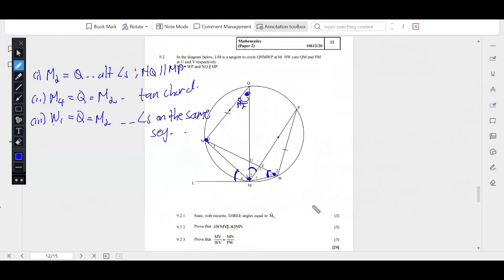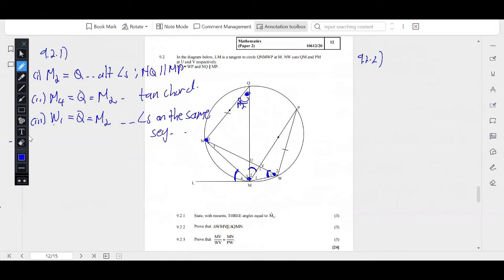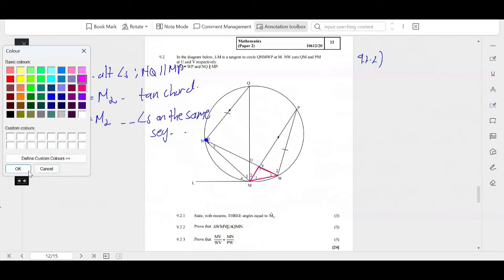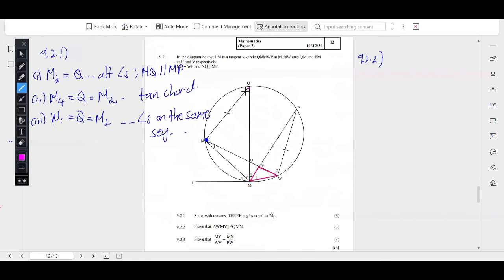Now, 9.2.2. So this was 9.2.1. 9.2.2 is saying now, prove that triangle WMV. So WMV is which one? Let's check. I like to just indicate my triangles so that I'm not confused. WMV would be this one. And then QMN, let's locate QMN. QMN would be this one here. Nice.